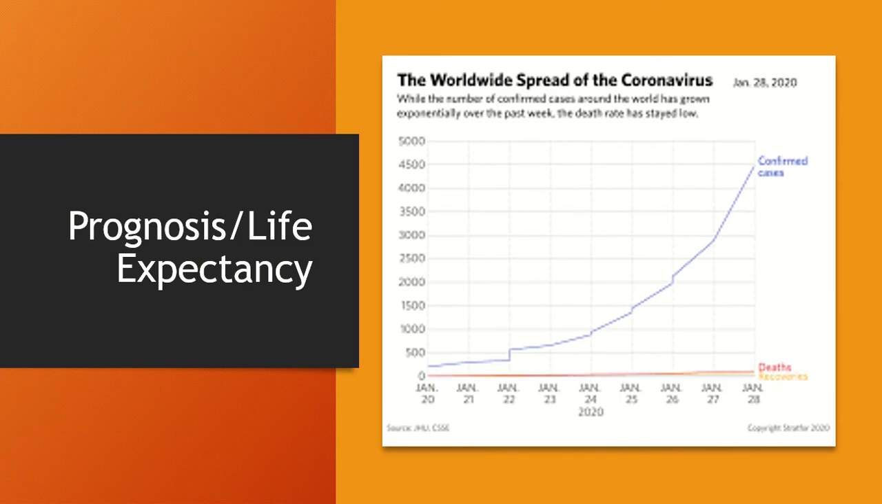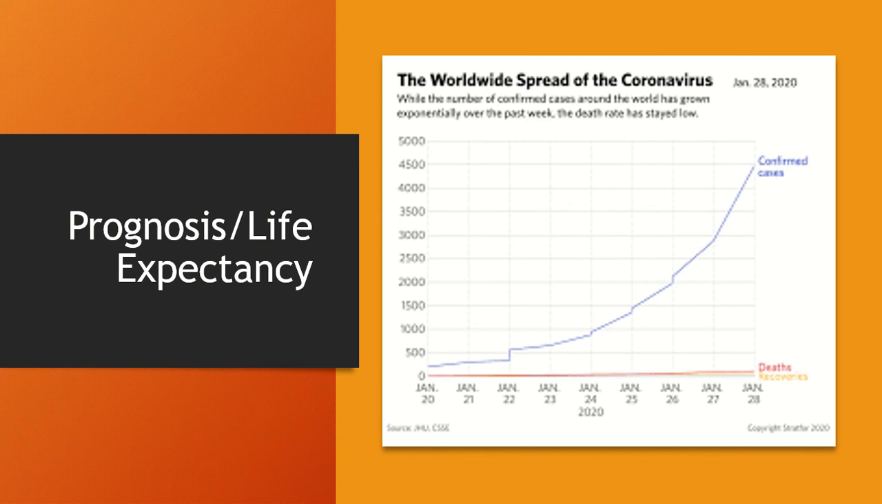Prognosis and life expectancy. Out of all the people that are infected with coronavirus, 82% of those cases are mild symptoms. Those symptoms aren't very severe, like a small cough or a couple sneezes. And 15% of them are severe, and 3% are critical. 15% have a bit more severe symptoms, like a lot more coughing, more fever, higher fever, and 3% are very critical.